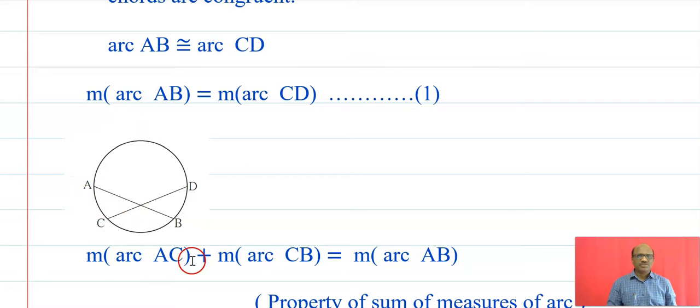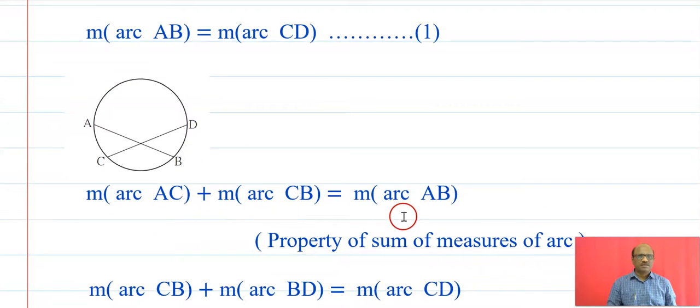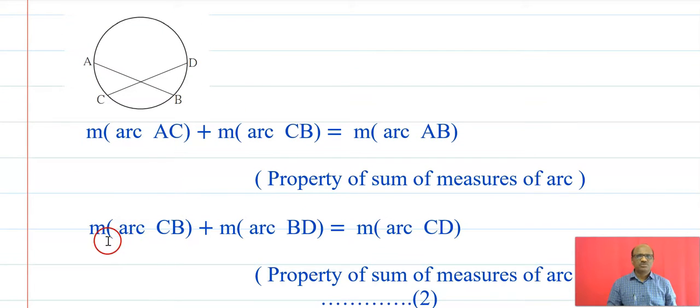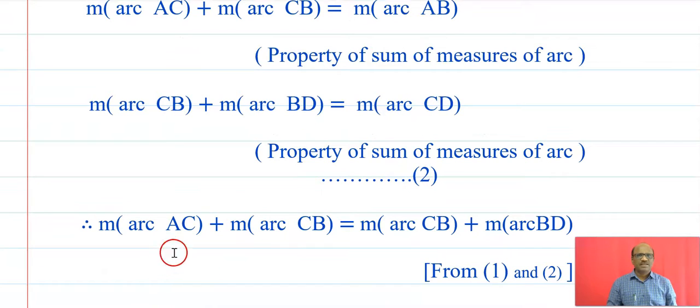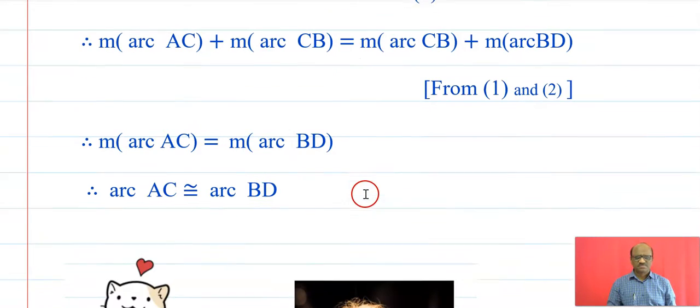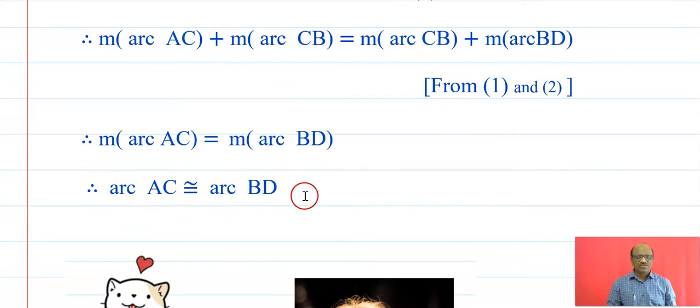And the measure of arc AB means what? Measure of arc AC plus measure of arc CB is equal to measure of arc AB. That is a property of the sum of the measures of arcs. Next, measure of arc CD is equal to measure of arc CB plus measure of arc BD. This is the second one. If we equate these two, measure of arc AC plus measure of arc CB is equal to measure of arc CB plus measure of arc BD. On both sides, measure of arc CB is common, we can cancel it. Therefore, the measure of arc AC is equal to measure of arc BD. And that's why arc AC is congruent to arc BD.